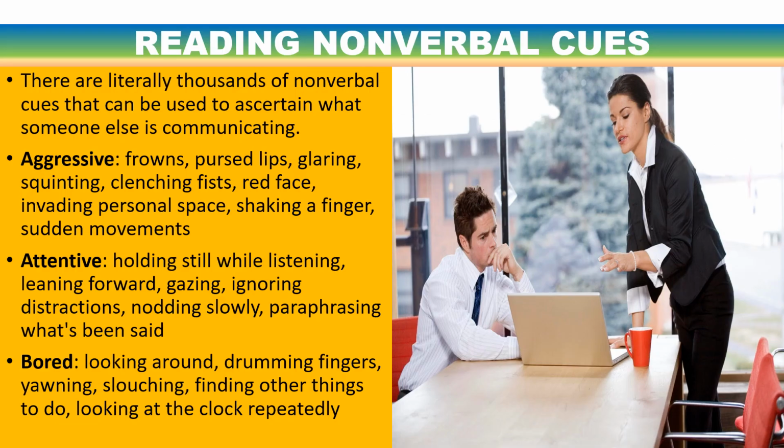Reading nonverbal clues. There are literally thousands of nonverbal clues that can be used to ascertain what someone is communicating. Aggressive means while we are speaking very angrily, aggressively to someone. At that time, what are the nonverbal clues we will use? Frowns, pursed lips, glaring, clenching fists, red face, invading personal space, shaking a finger, sudden movements. So these are the aggressive nonverbal clues.